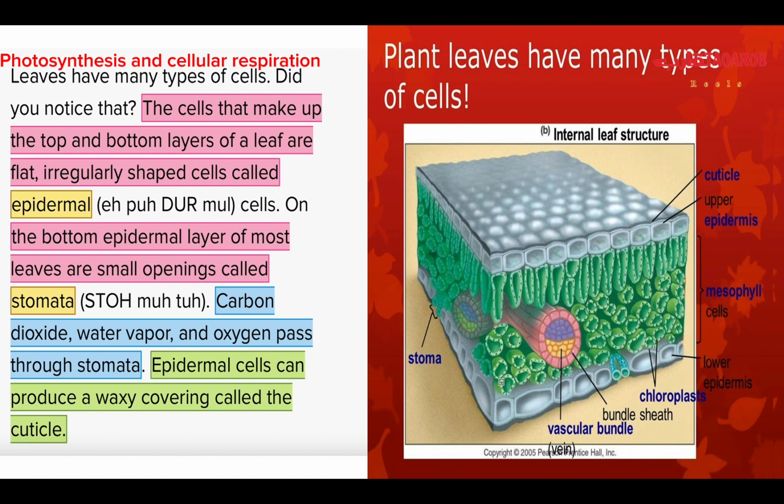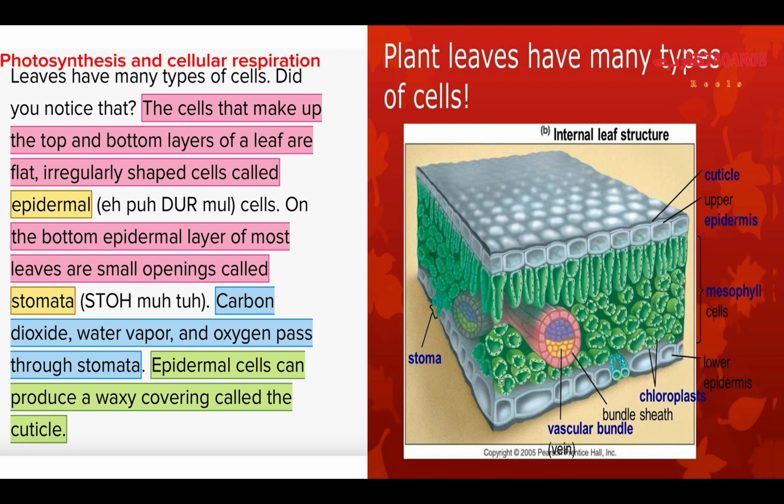Stomata are for gas exchange, because carbon dioxide, water vapor, and oxygen pass through stomata. So this is stomata for gases to pass through.